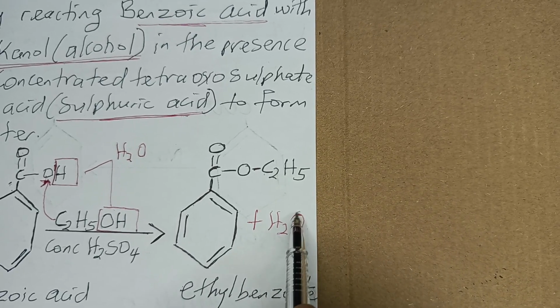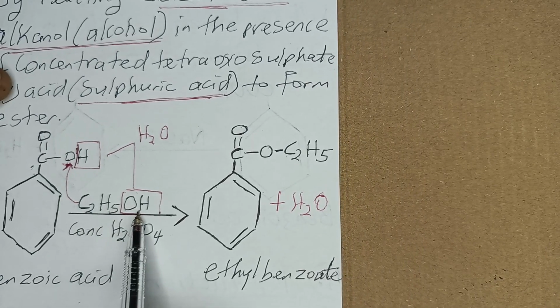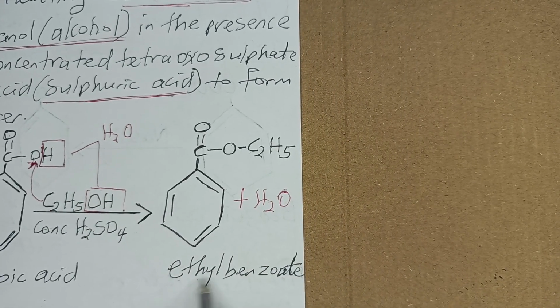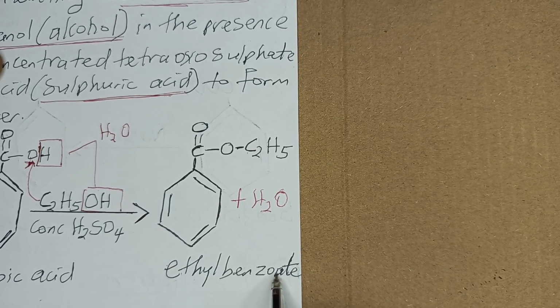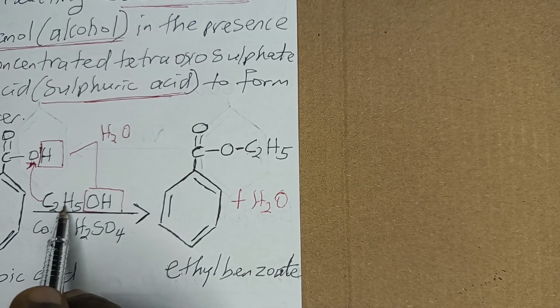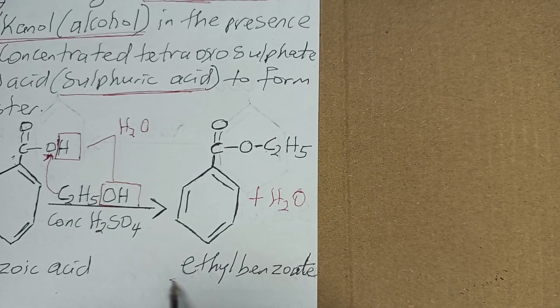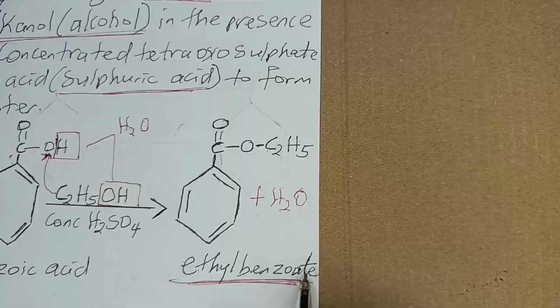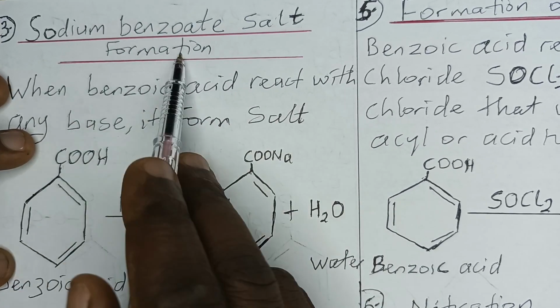So what's the name of this reaction? Benzoic acid reacts with ethanol to give us ethyl benzoate. Ethyl is from ethanol. Benzoate is from benzoic acid. So ethyl benzoate. Now the third one is sodium benzoate salt formation.